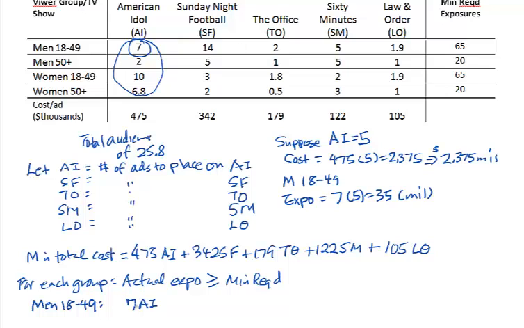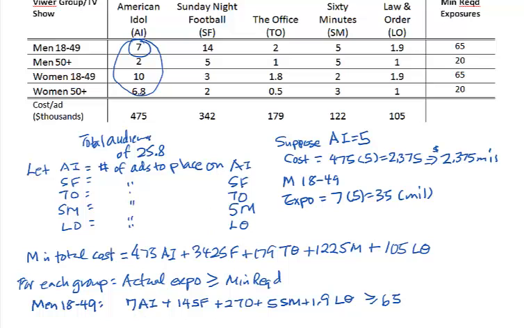So it's the sum of these kinds of terms. So it's 7 times AI plus 14 times SF, so that would be the exposures from advertising on Sunday Night Football, plus 2 times TO, plus 5 times SM, plus 1.9 times the number of ads on Law and Order. So all this would be the actual exposures among men ages 18 to 49. And that is on the left-hand side, and on the right-hand side, we will have the minimum required exposure, 65.